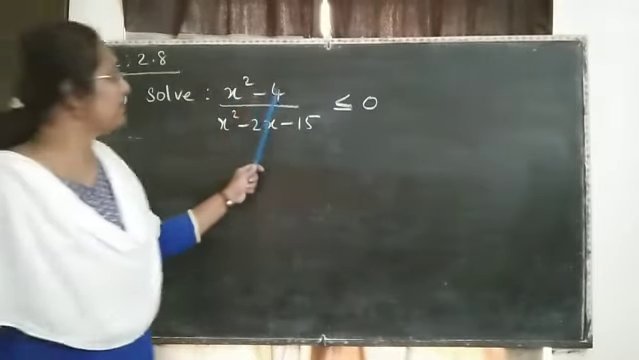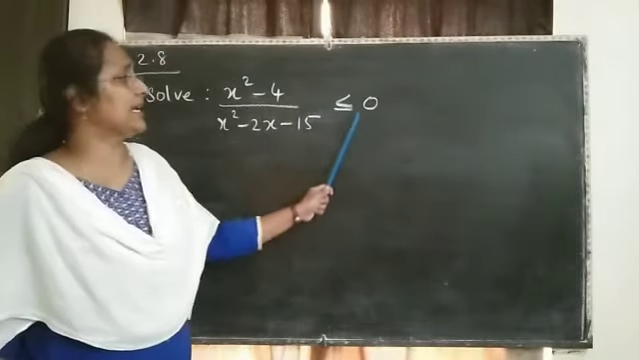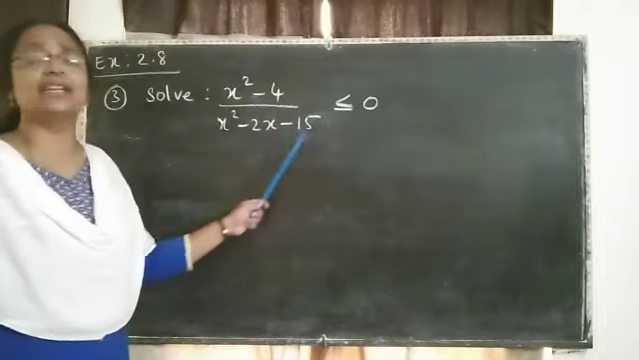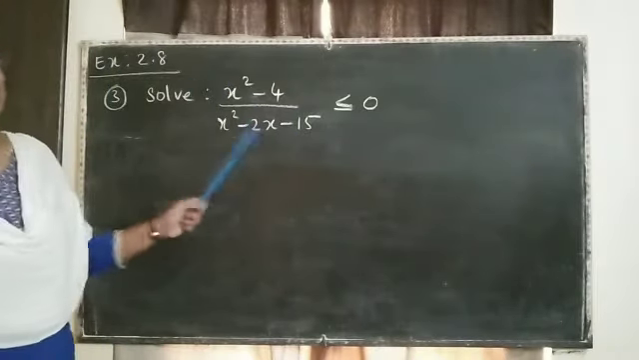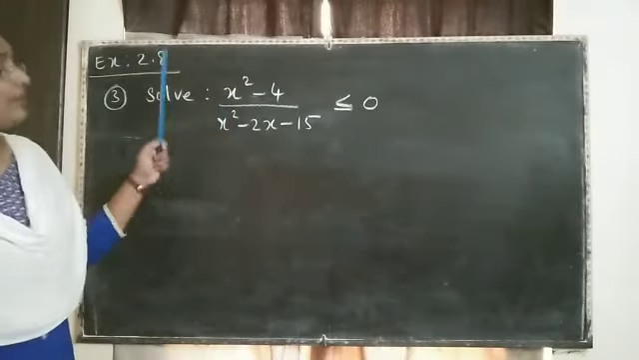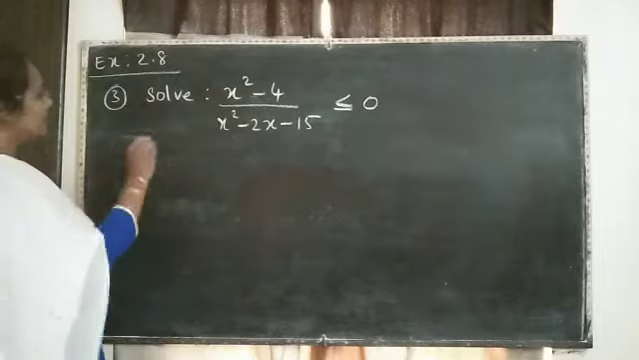Solve x squared minus 4 divided by x squared minus 2x minus 15 is less than or equal to 0. As usual, first we are going to solve the given quadratic equations separately, the numerator separately and the denominator separately. We are going to solve them and find the critical numbers. Okay, now look into this.